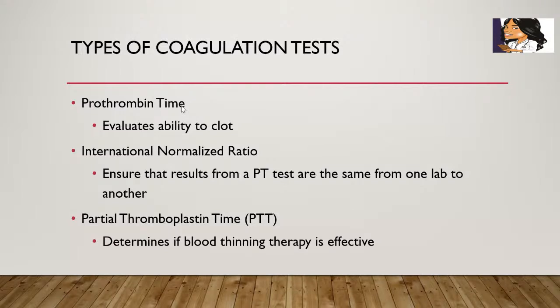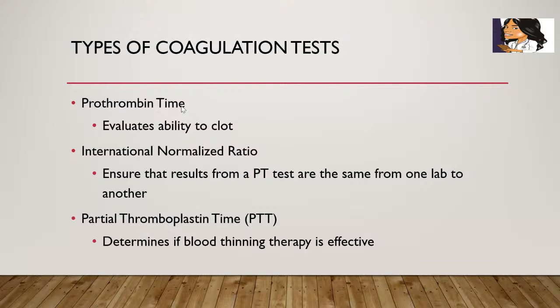the doctor ordering. So they're going to do the prothrombin time, which is the PT. It evaluates ability to clot. Some of our patients are clotting very fast, okay, very fast. So that puts the patient at risk for developing a DVT. And the international normalized ratio ensures that results from a PT test are the same from one lab to another. So you'll see the PT INR with someone taking like warfarin or something like that, blood thinners.